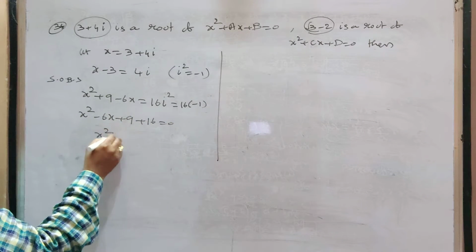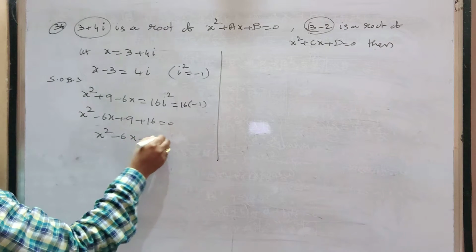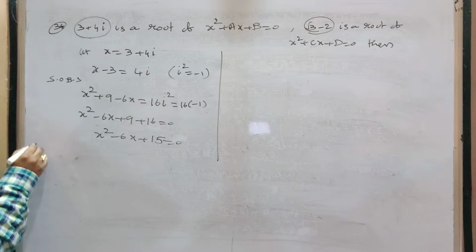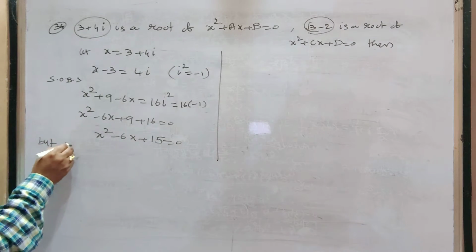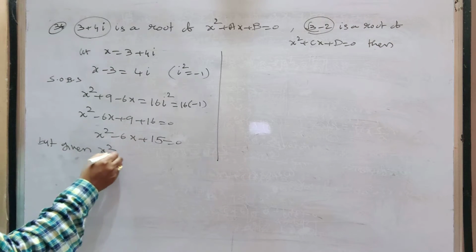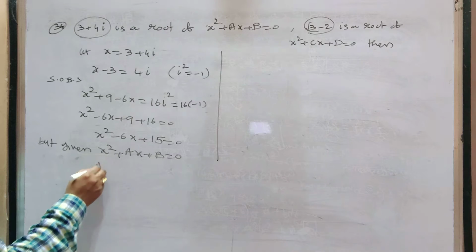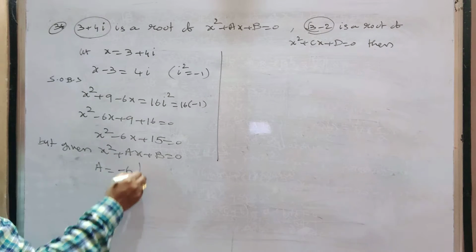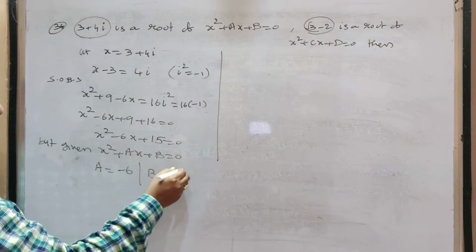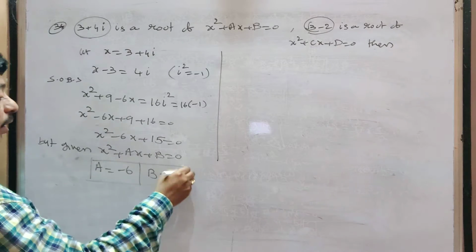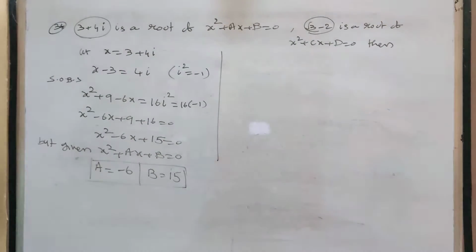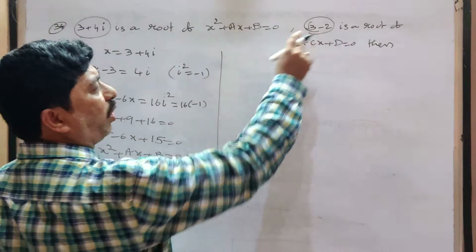So finally x square minus 6x plus 15 equal to 0. But this is given x square plus ax plus b. A value is minus 6, b value is 15. Similarly, you can find the equation by using this root.